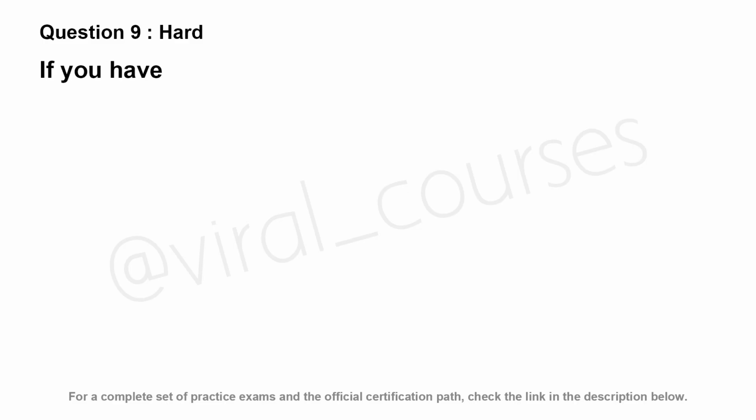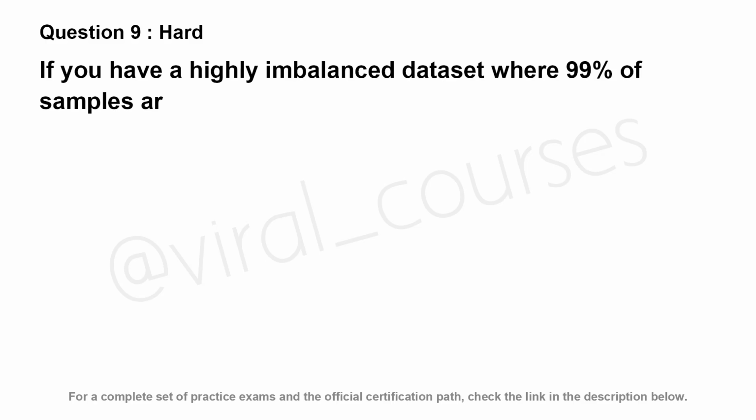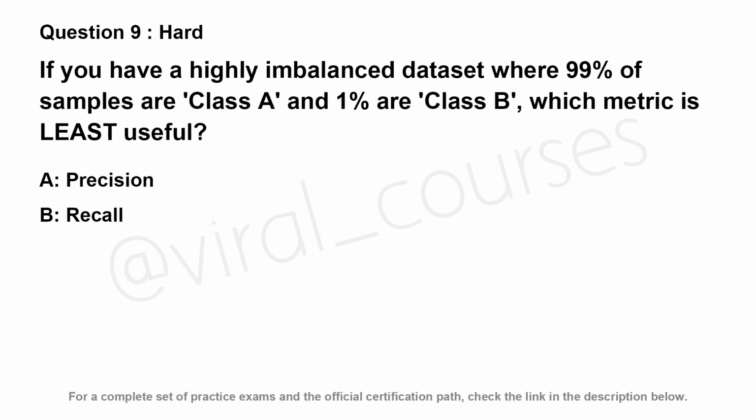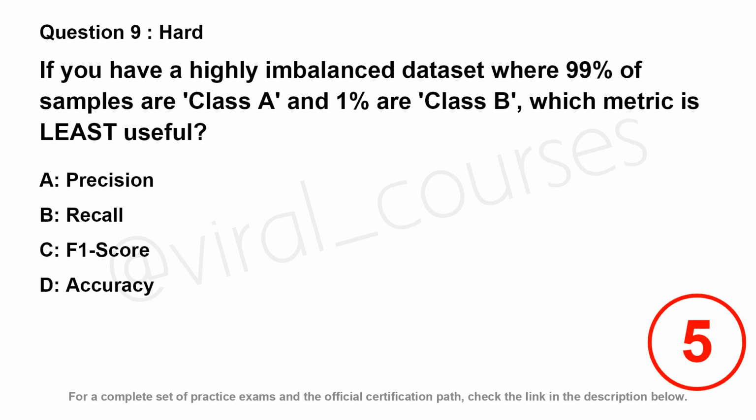If you have a highly imbalanced dataset where 99% of samples are Class A and 1% are Class B, which metric is least useful? Option A, precision. Option B, recall. Option C, F1 score. Option D, accuracy.